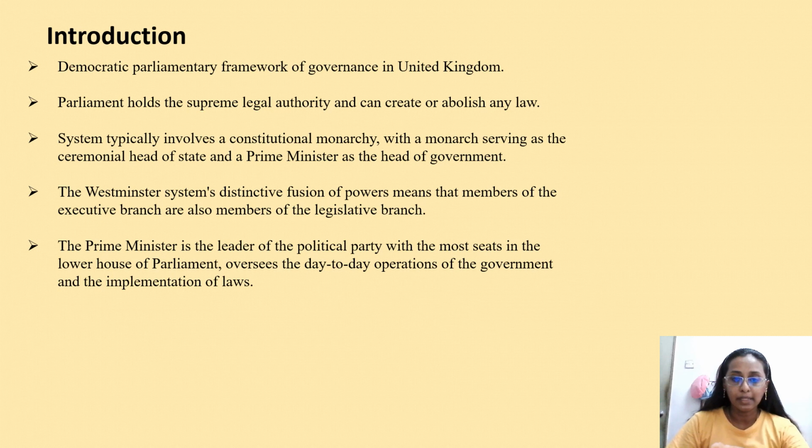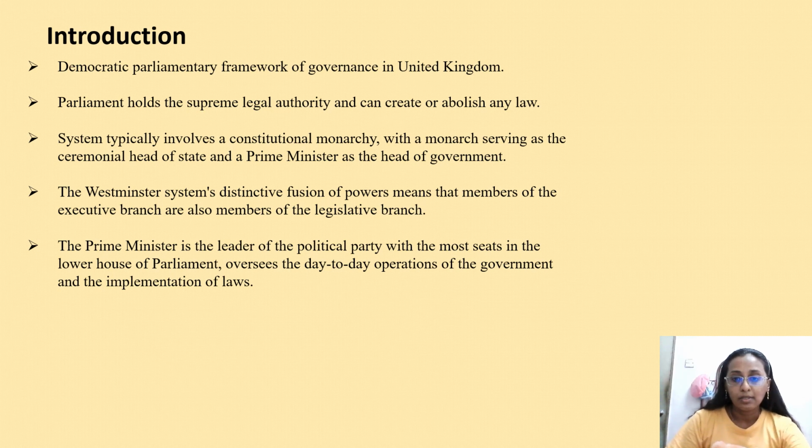The system typically involves a constitutional monarchy, with a monarch serving as the ceremonial head of state and a prime minister as the head of government. The prime minister is usually the leader of the political party with the most seats in the lower house of parliament. He oversees the day-to-day operation of the government and the implementation of law.